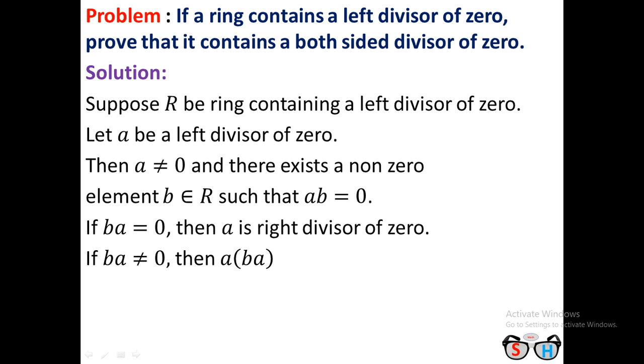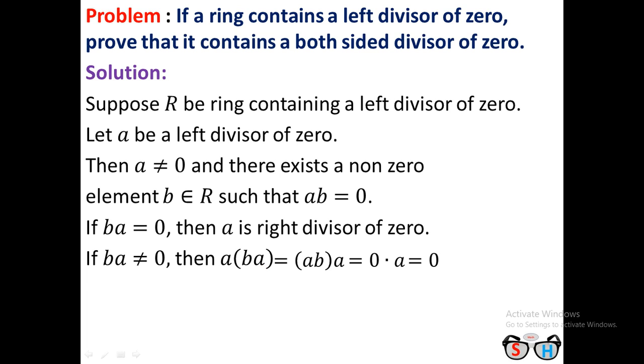In that case, we consider the product A dot BA, and if you use the associative property, the bracket shifts, that is, this will be AB dot A. Again, AB equals 0, therefore this will be 0 dot A, that is 0. So you see that A is non-zero as given and B is also non-zero, and the multiplication of these two non-zero elements is 0. Therefore these are divisors of 0. A is a left divisor of 0, and B is a right divisor of 0.